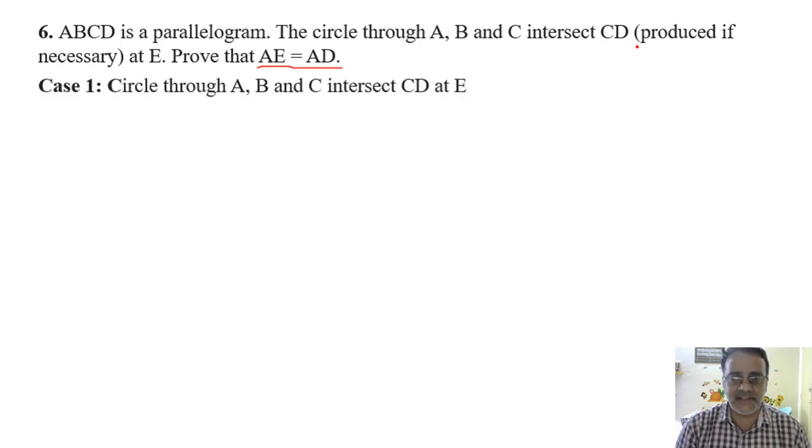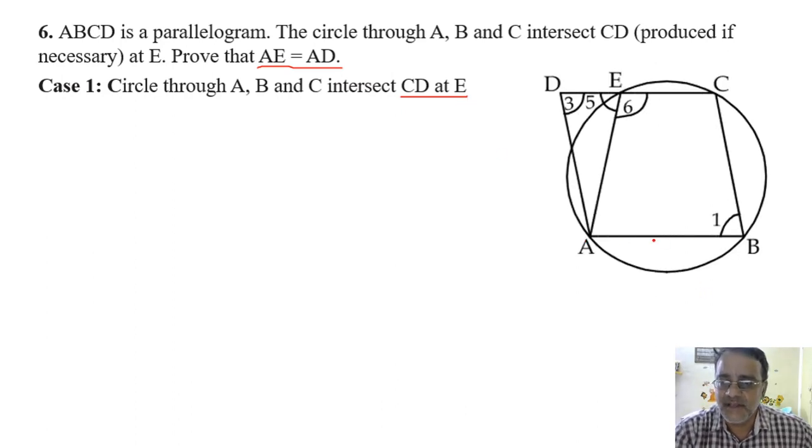So let us start with the first case. The circle through A, B and C intersects CD at point E. That means D lies outside the circle. See this figure. ABCD is a parallelogram and D is outside the circle, so CD intersects the circle at point E. Is this figure clear? Yes, sir. Let this angle be 1, this angle 3, this angle 5 and this angle 6. And our target is to prove angle 3 and angle 5 are equal.